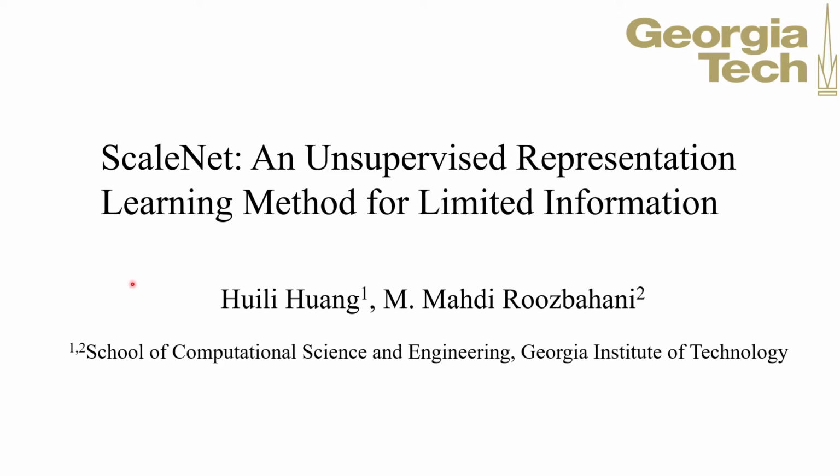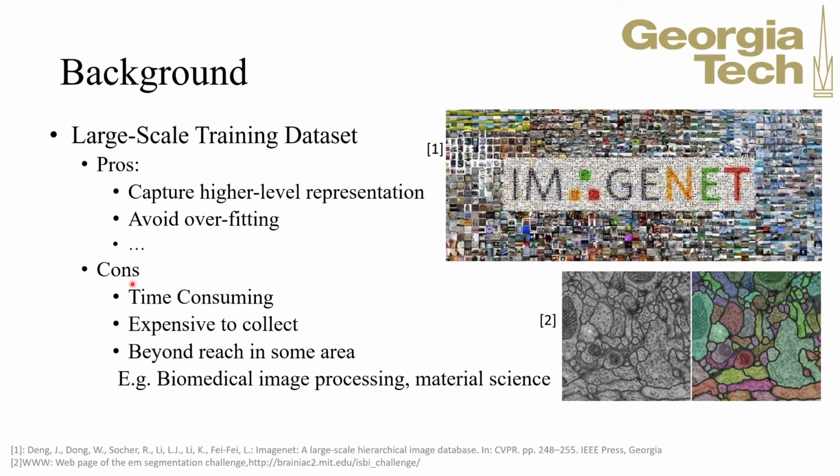Let's start with the background. Deep convolutional neural networks are widely used for computer vision tasks such as image classification, recognition, and segmentation. ConvNets generally perform better when they are trained on a massive amount of manually labeled data. A large-scale dataset allows ConvNets to capture more high-level representation and avoid overfitting. However, collecting and labeling a large-scale training dataset is a very time-consuming and expensive task, especially in fields like neuroscience and material science.